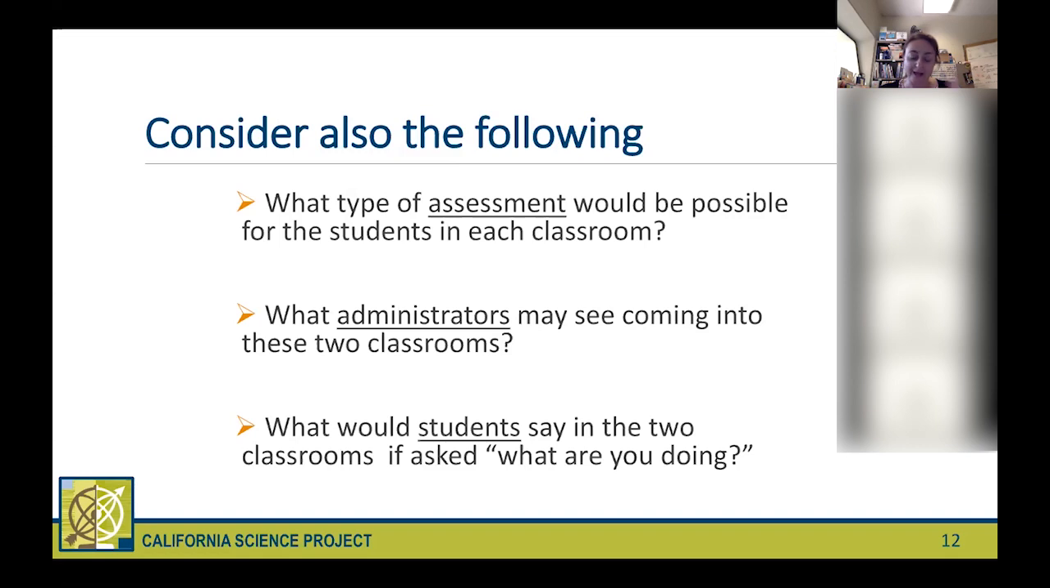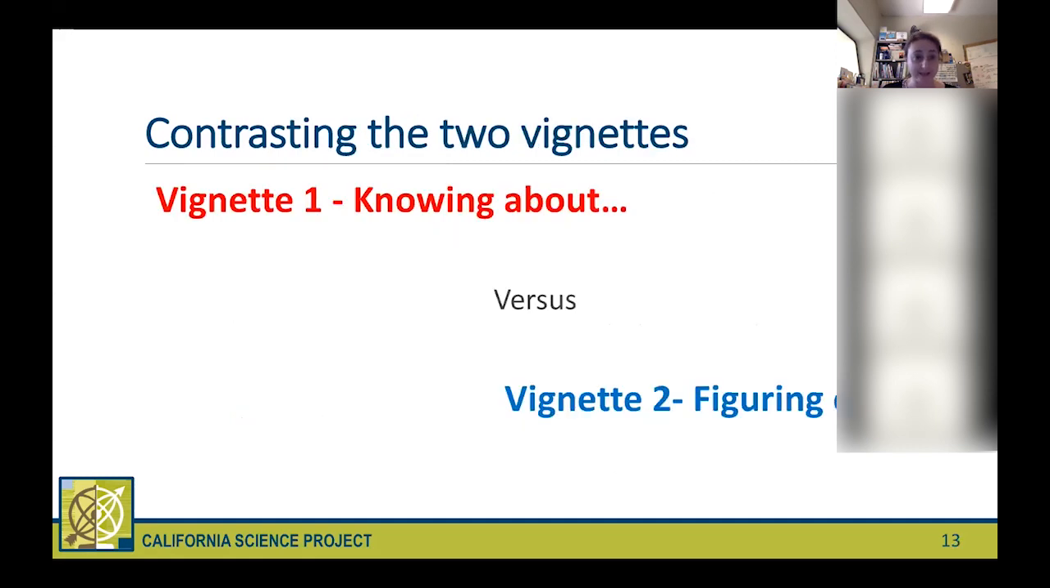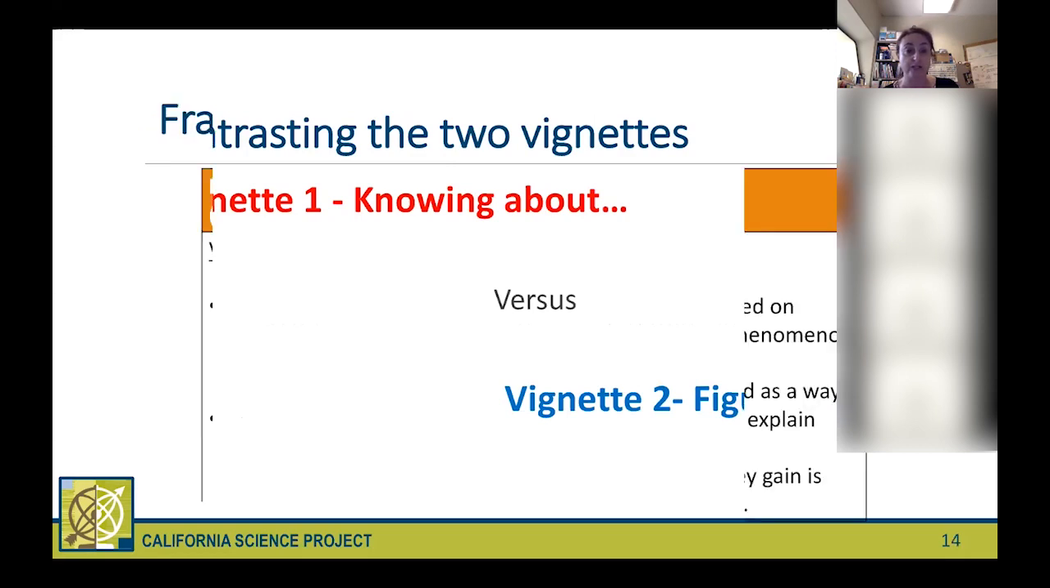So what I wanted to share with you is that we are analyzing this type of instruction in the California Science Framework, and we call something that is similar to vignette 1 the knowing about frame, and the second one we call the figuring out frame, because the students are engaged, like many of you have mentioned in the chat window, in explaining phenomena, something that they have observed, and now they're trying to explain.